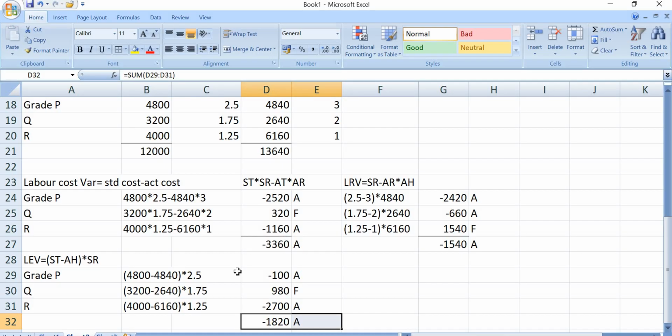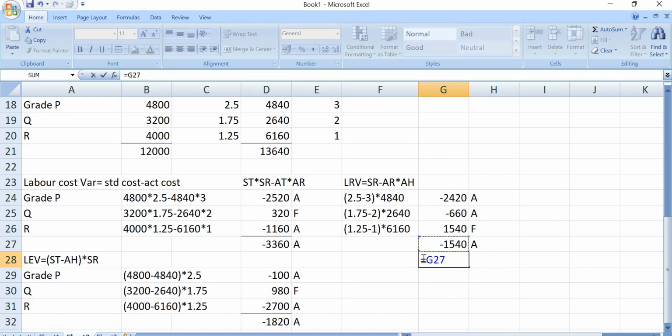Now here we can check one more point: 1820 and 1540, both are adverse only. If I am calculating this together, I will be getting 3360, which is equal to my labor cost variance. So whatever I have calculated is right only. If there are any mistakes, this answer won't get tallied, this reconciliation won't work out. So if we have idle time variance, we have to include that as well. Then we have revised efficiency variance, right?